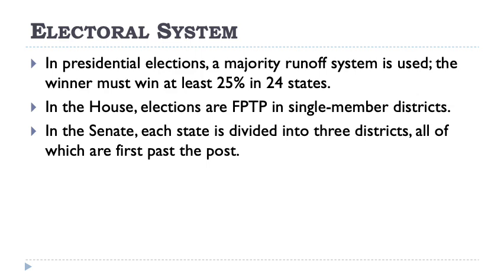In presidential elections, a majority runoff is used. The winner must win at least 25% in 24 states. Like we saw in Mexico, we want diversity in the government in Nigeria. However, for them, it's more ethnic. They require that presidents get widespread support from amongst the different groups, who we'll talk about shortly. In the House, we have single-member district plurality, first past the post elections. In the Senate, each state is divided into 3 districts, all of which are first past the post.